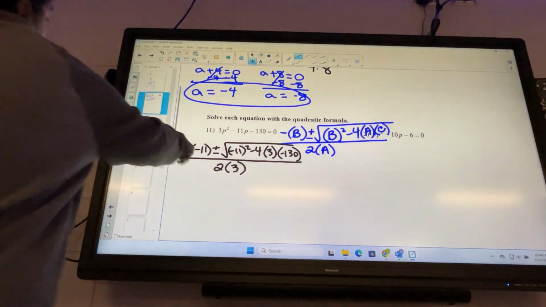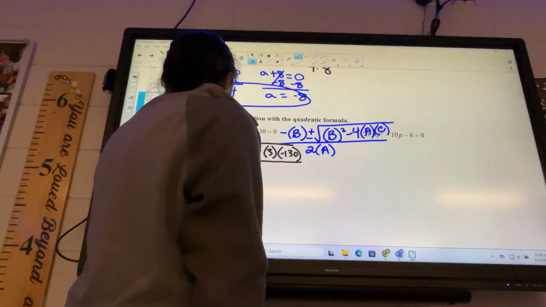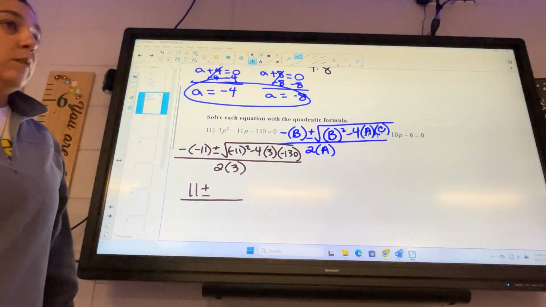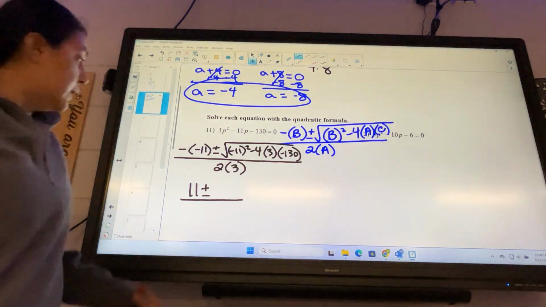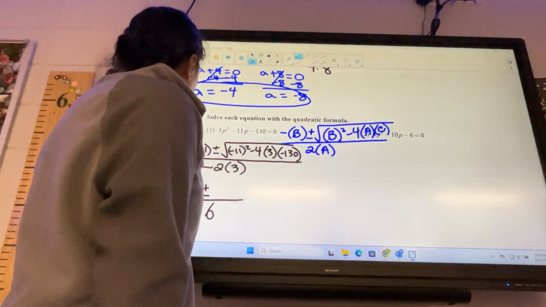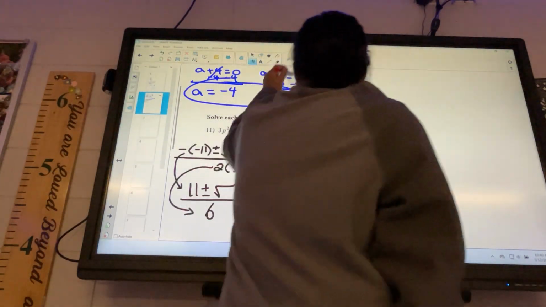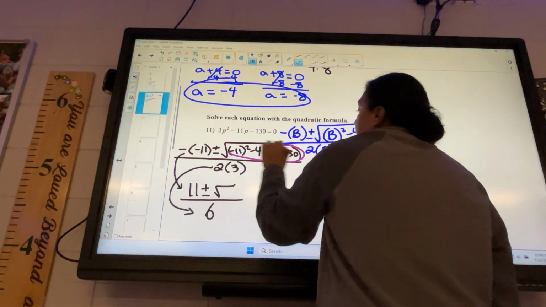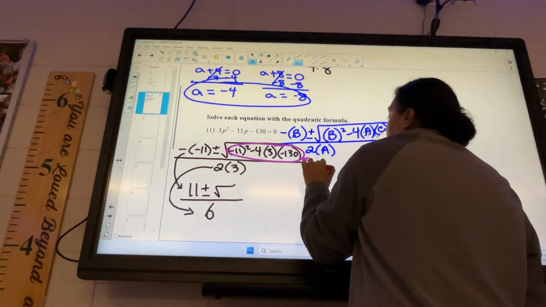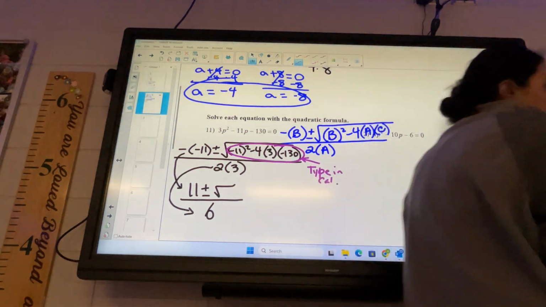What is negative negative 11? Positive 11, plus or minus. What about on the bottom? What are you going to get? 2 times 3, which is 6. So this part is going down here, and this part is going here. Then you're going to type all this on the calculator. Type this part on the calculator with no square root.